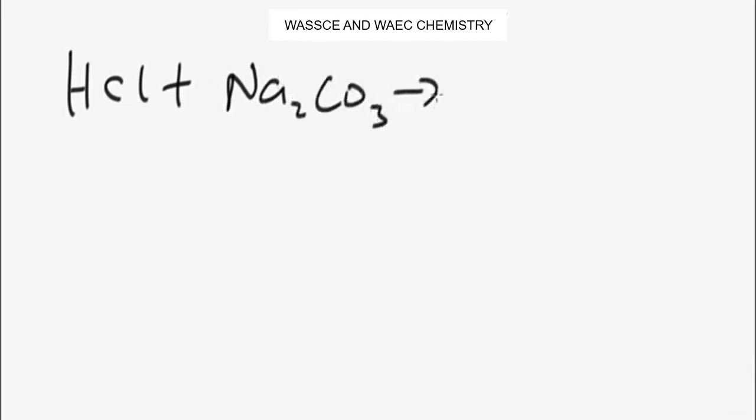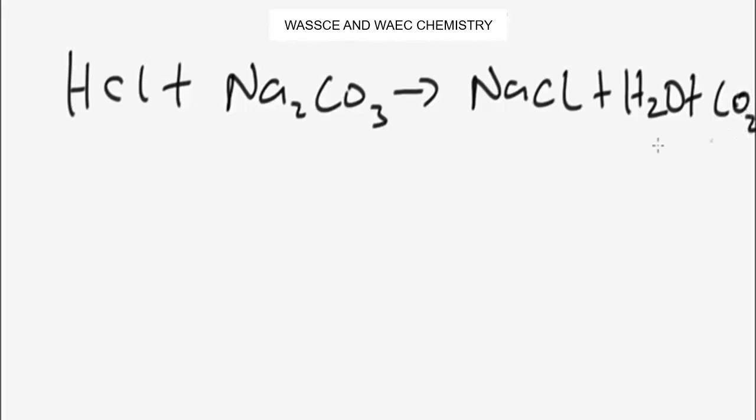All right. Now we're going to have the output to be sodium chloride plus water plus CO2. So this will be the output of this chemical reaction. So basically all you have to do is to balance this chemical equation.